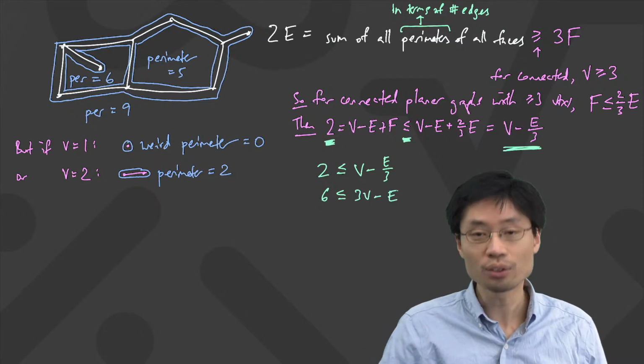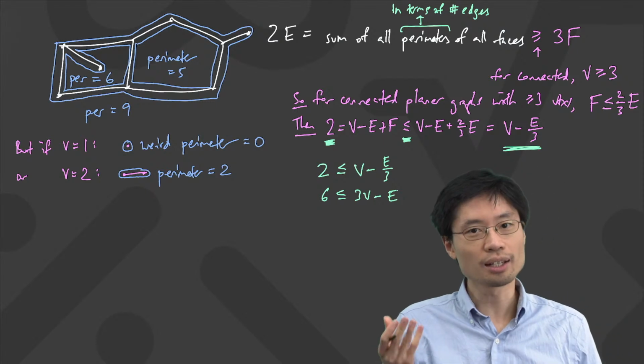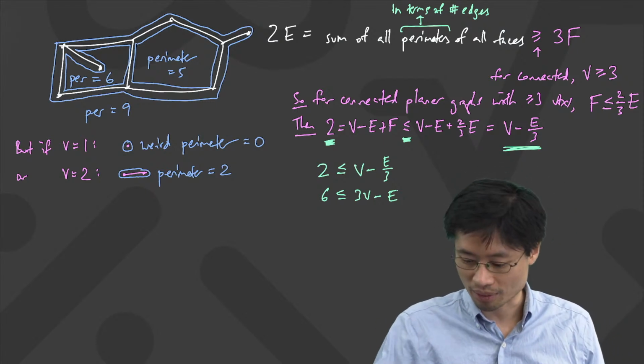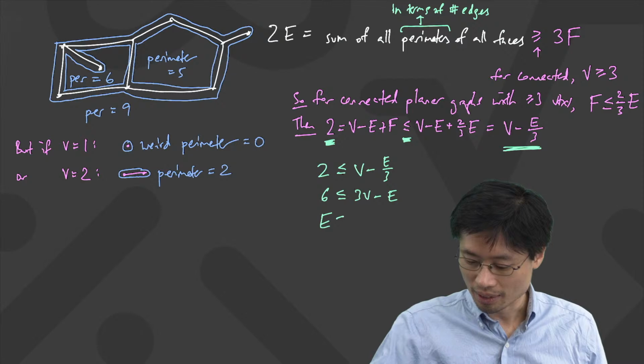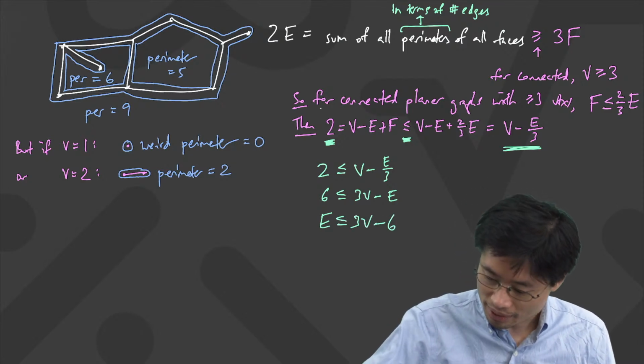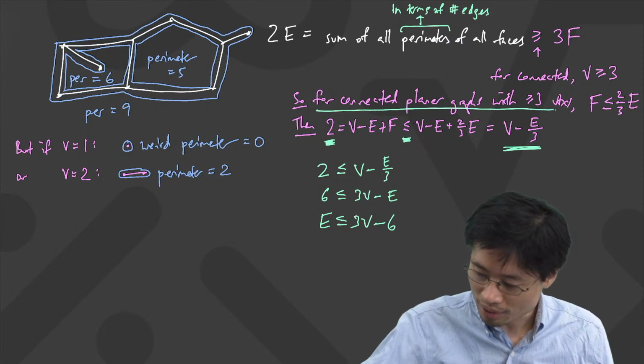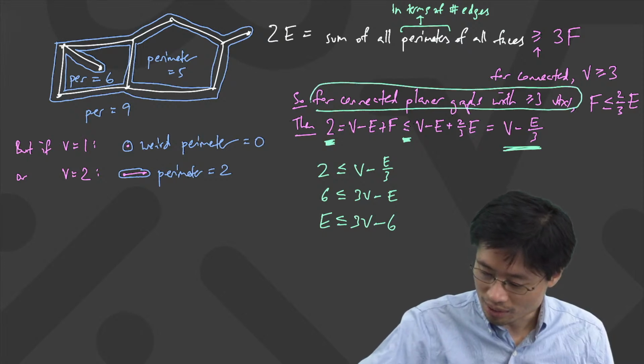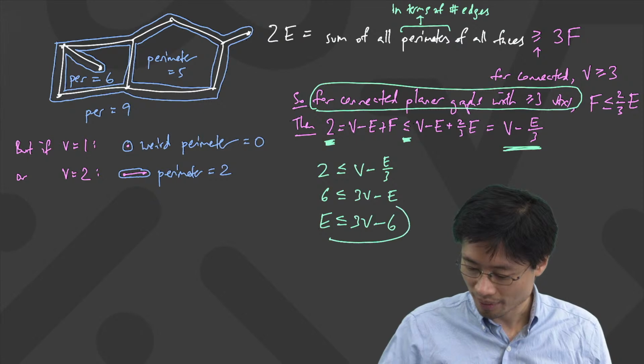minus e. And now you get this bound, which tells you that you're not able to have too many edges in a planar graph. That means that e is less than or equal to 3v minus 6. And the important thing is this is true for connected planar graphs with at least 3 vertices. I have this result.